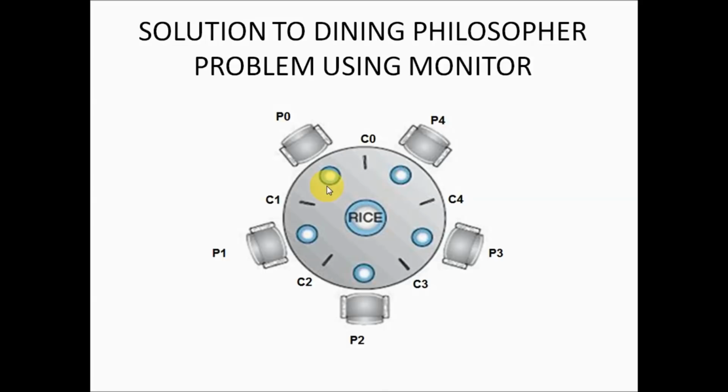Now, how do we design the solution for this Dining Philosopher problem? Here, all the philosophers should get a chance to eat the rice. No philosopher should be in a deadlock. I should give a chance to all the philosophers from P0 to P4, and all of them should get a chance to eat the rice. Now I will give that solution using the monitor.